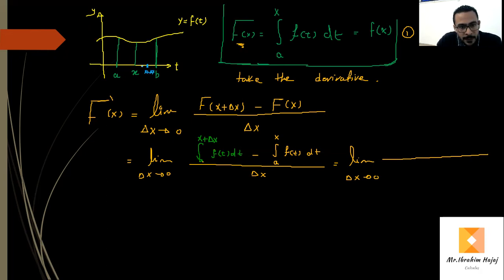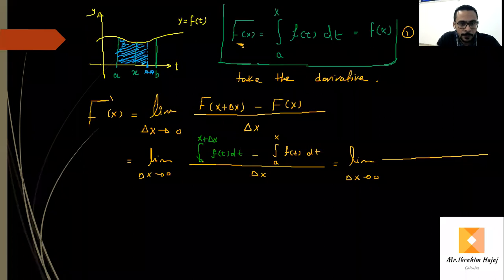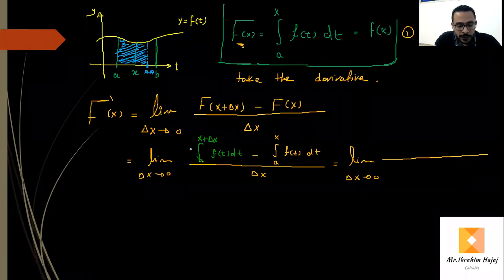And when I say the integral from a to x plus delta x of f of t dt, what does it mean, guys? It means the area under this curve from a to x plus delta x. This shaded area now in blue. Okay? And then minus the integral from a to x of f of t dt. Where is it? It's shaded in red. When I say here the integral from a to x of f of t dt, it means the area under the curve from a till x, and only here.